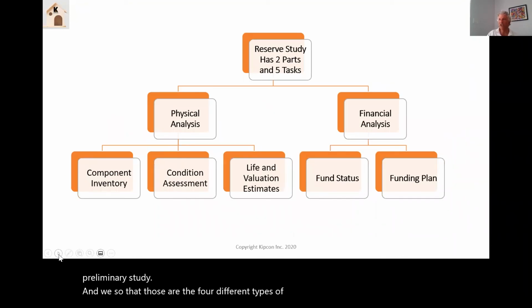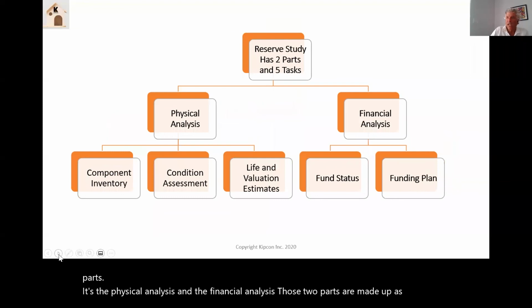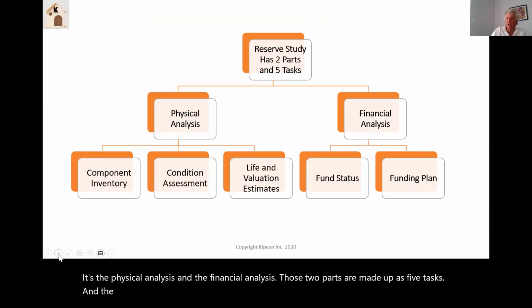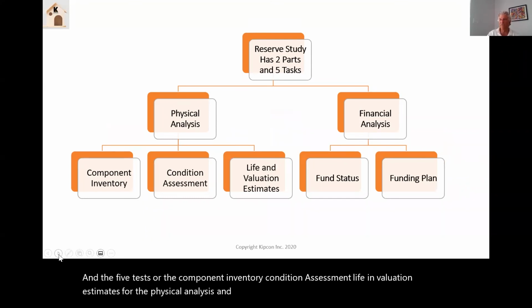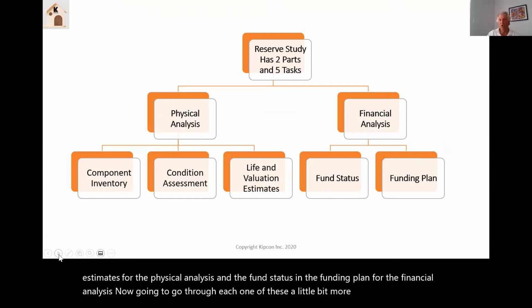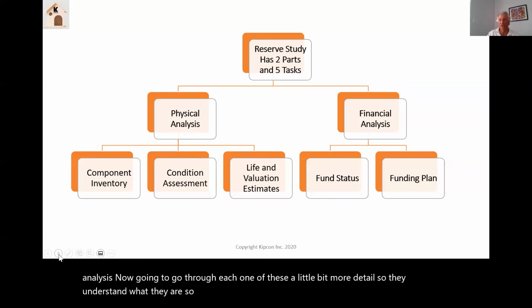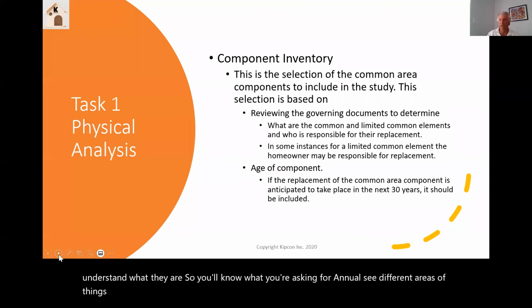The reserve study has two parts: the physical analysis and the financial analysis. Those two parts are made up of five tasks. The five tasks are the component inventory, condition assessment, and life evaluation estimates for the physical analysis, and the fund status and the funding plan for the financial analysis. Now I'm going to go through each one of these in a little more detail so that you understand what they are, so you'll know what you're asking for, and you'll see different areas of things you should ask for over and above that and why.